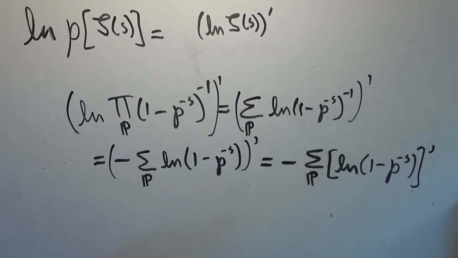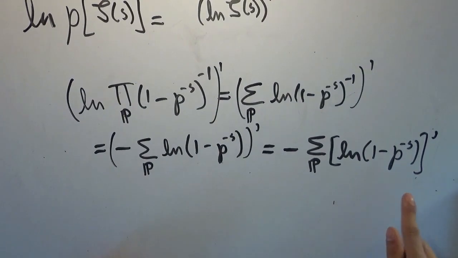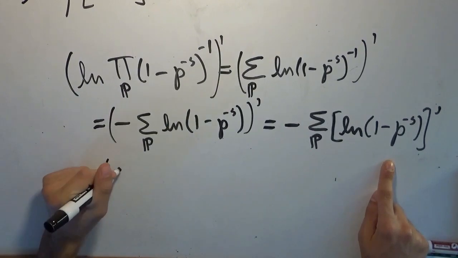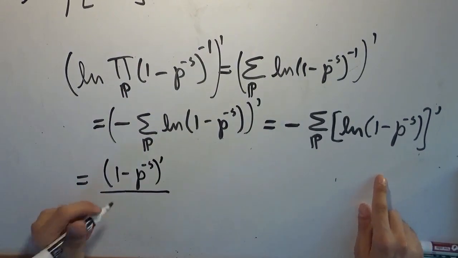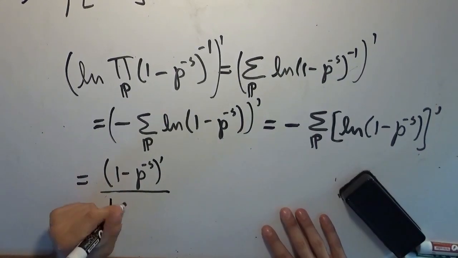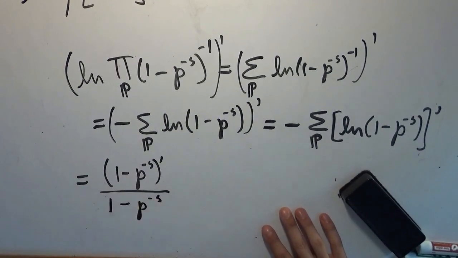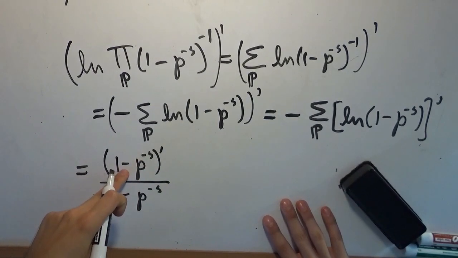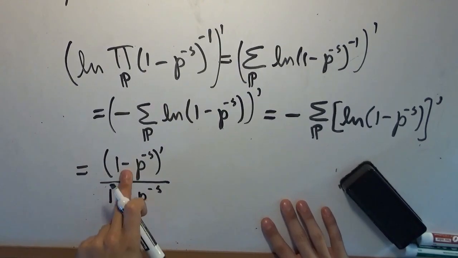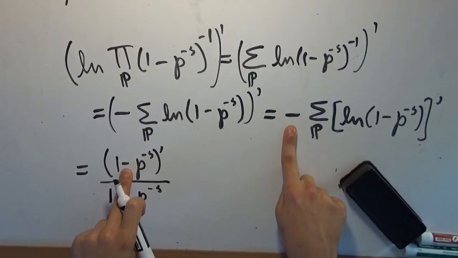So we're just taking the derivative of that. And what we get is the derivative of the inside divided by the inside. So we get the derivative of 1 minus p to the negative s, and this is all with respect to s, by the way, divided by 1 minus p to the minus s. And the derivative of 1 minus p to the negative s is going to be the logarithm, so we have to multiply by negative 1, right? So the multiplying by the negative 1 here is going to cancel this negative 1 here.